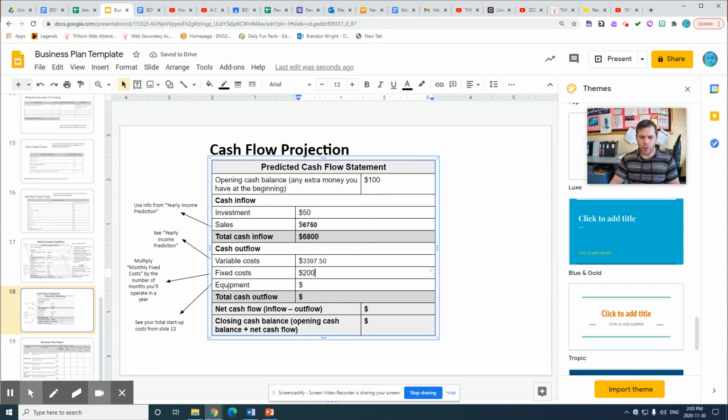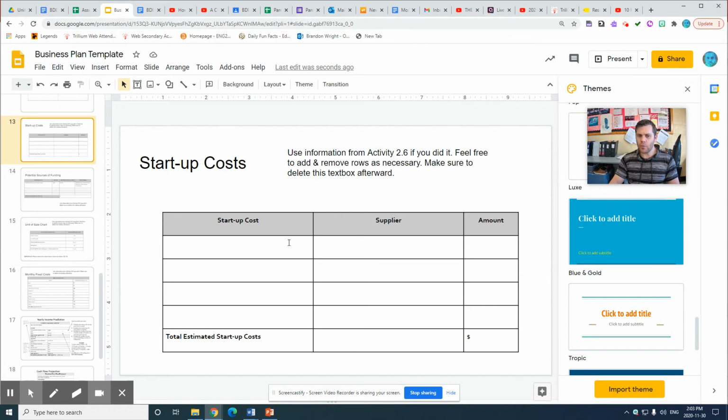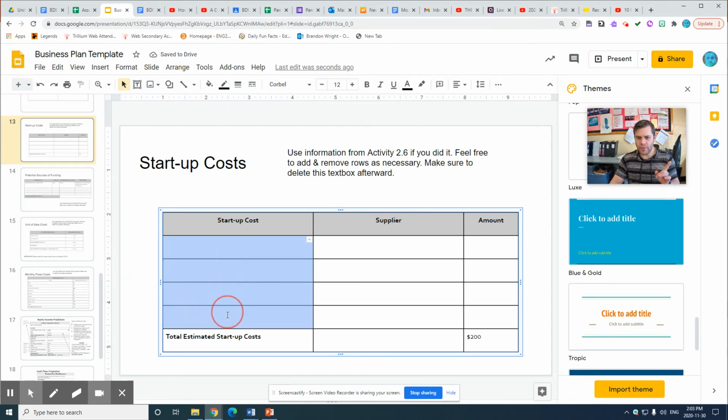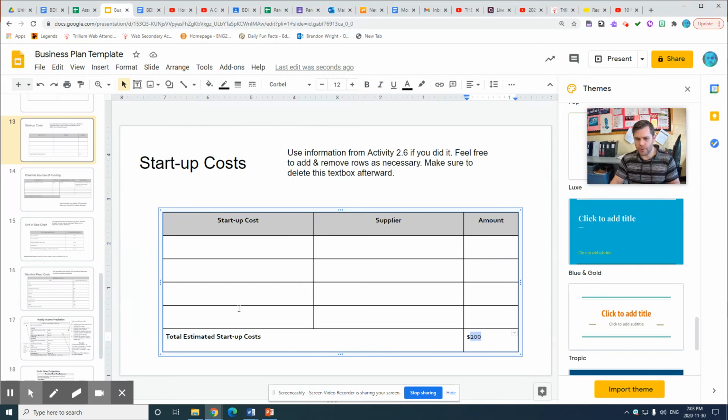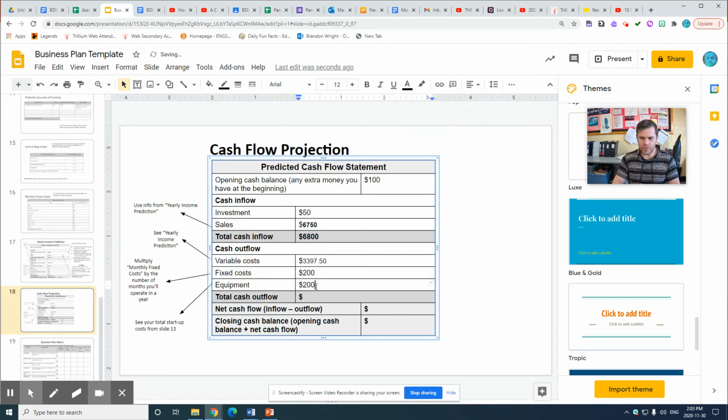And then finally, equipment. You need to find out what your startup costs are. So for example, for a snow shoveling business, my startup cost may be $200. I do want you guys to itemize. Tell me what things you'll need to buy, where you can get them from, and how much it'll cost, and then add up that amount here, right in this corner. For this demonstration, I'm just going to say $200, but I do want you to actually calculate it on your own. So equipment is another 200.